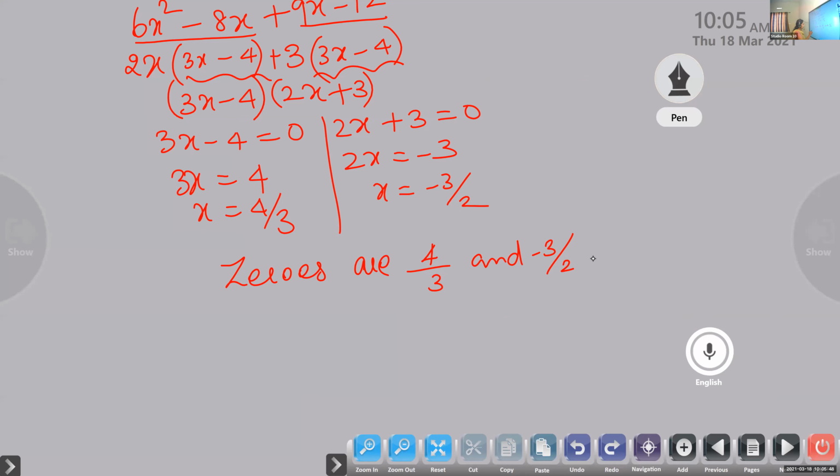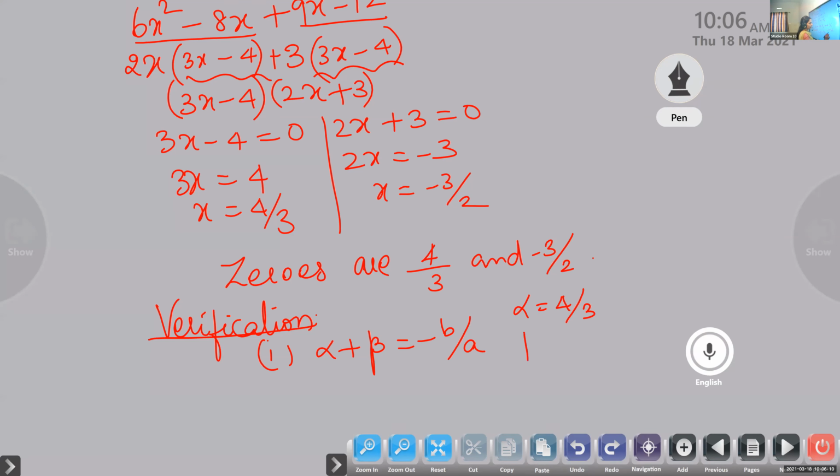Now, the verification part. In verification, we have to check first whether alpha plus beta is minus b by a. You can take one of the zeros as alpha. Alpha is 4 by 3. Beta is negative 3 by 2. And what about the values of a, b and c? A is 6, isn't it? B is 1 and C is minus 12.